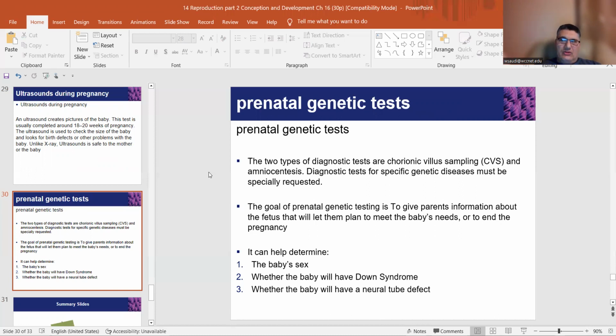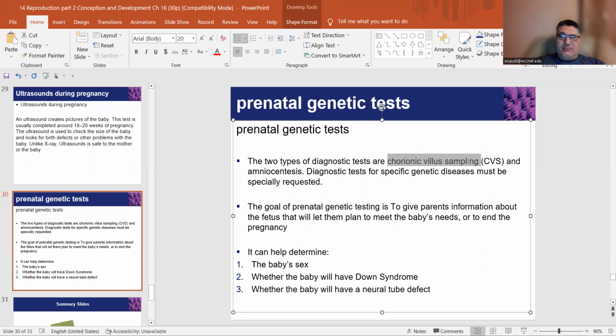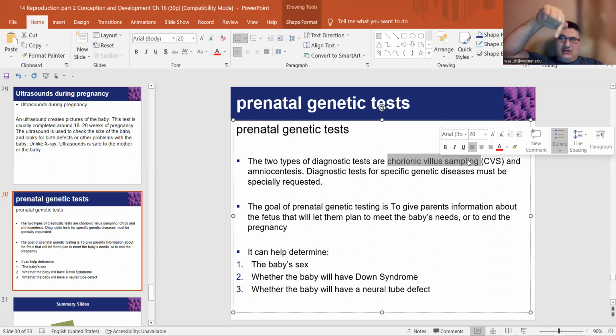What do we actually do? Ultrasound, blood tests. Another option is prenatal genetic tests. You know what prenatal is now. There are two types of those. I talked about it: chorionic villus sampling. You get a sample from the chorionic villi. Remember, I showed you, you insert the needle. The chorion is the outside. You can get a sample of these villi, or amniocentesis.